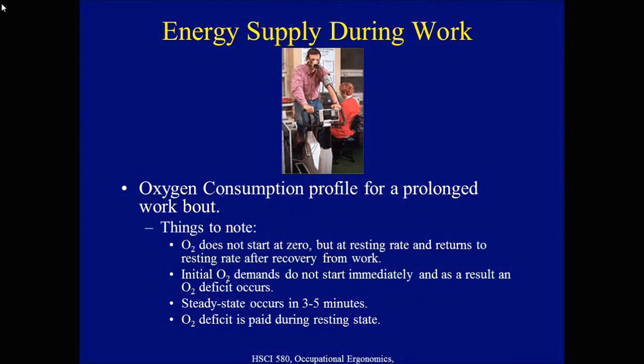Energy supply during work. Oxygen consumption profile for prolonged workout goes like this. Oxygen does not start at zero, as most of you know, but is at resting rate and returns to resting rate after recovery from work. Initial O2 demands do not start immediately, and as a result, an oxygen deficit occurs. Steady state occurs in 3 to 5 minutes after work, and a deficit is repaid during the resting state.